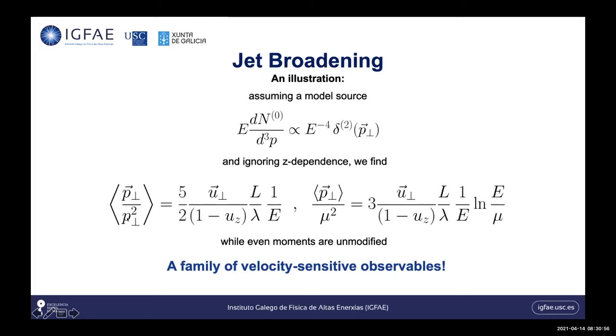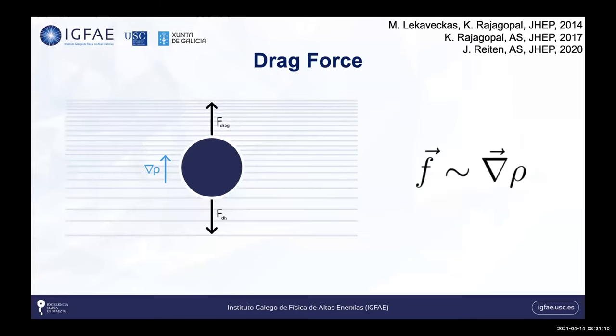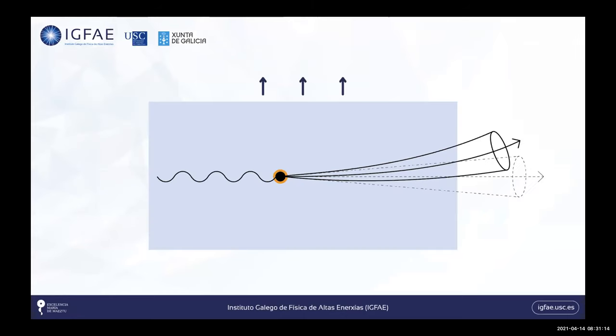So you see that odd moments of momentum of the jet are proportional to velocity. Essentially, the jet is bending towards the flow of the matter. And that's one of the main results which we obtain. Now one can ask what about the gradients. That was the flow effect.